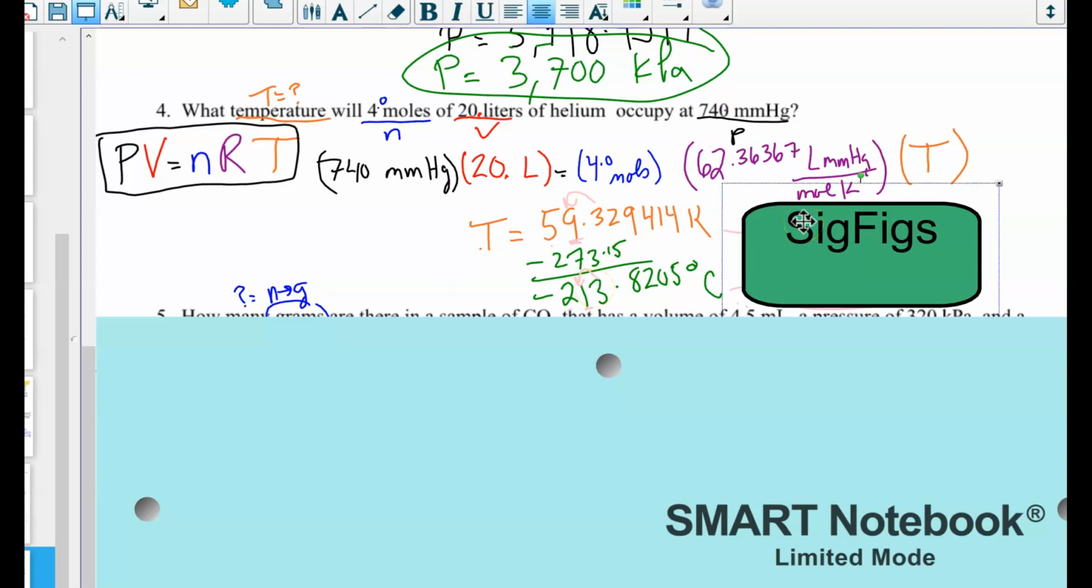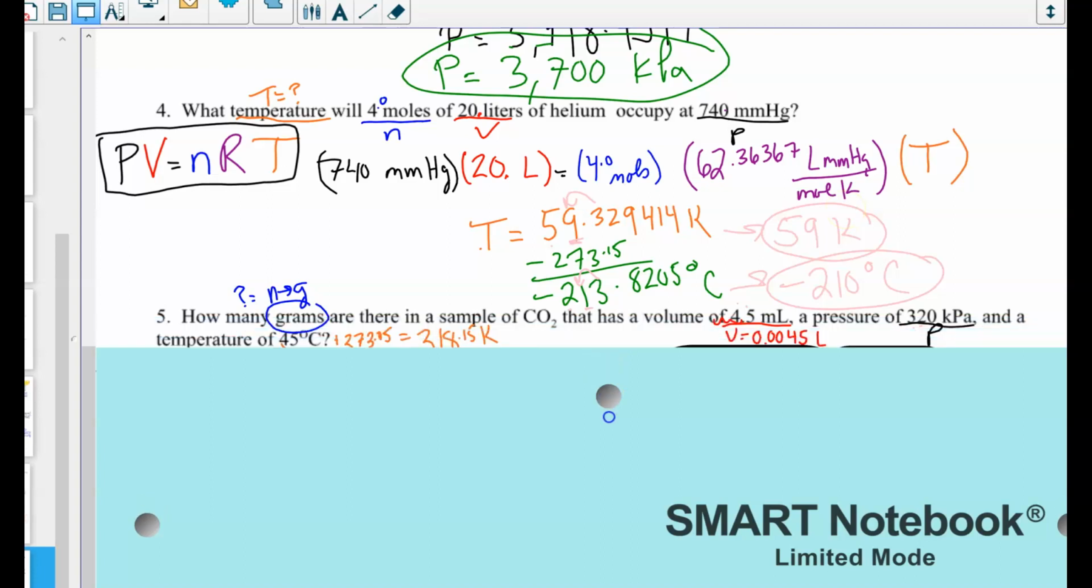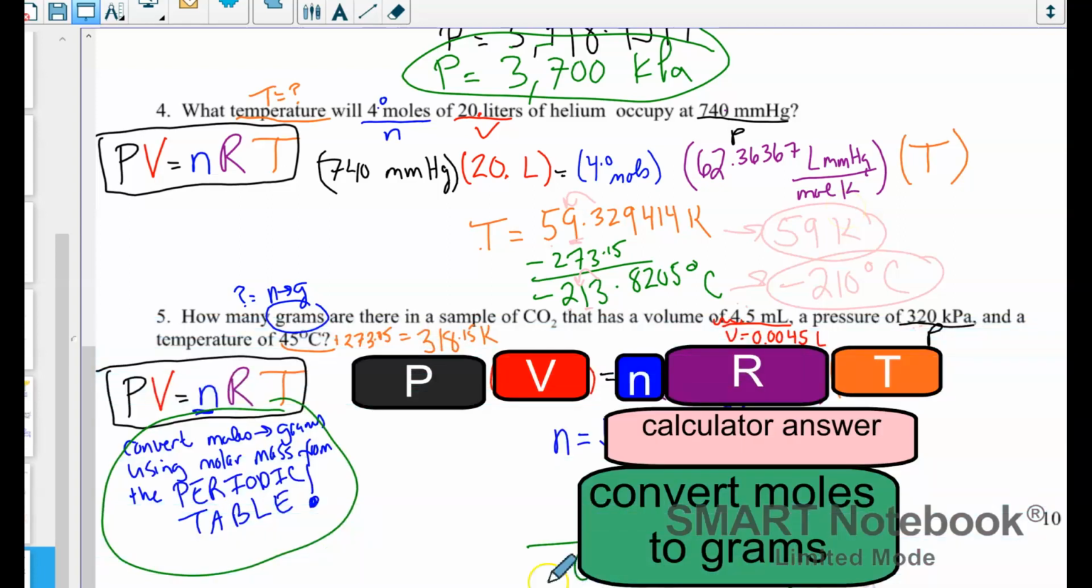Last thing is round for those 2 sig figs. So 1, 2, we're going to have 59 Kelvin. 1, 2, we're going to have negative 210 degrees Celsius. Remember, it's degrees Celsius, but it's just Kelvin or kelvins. There's no degree there.